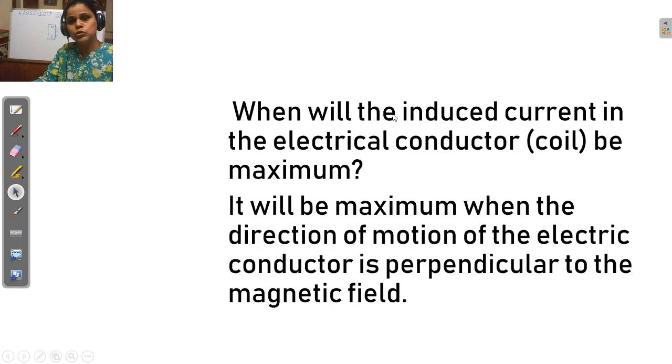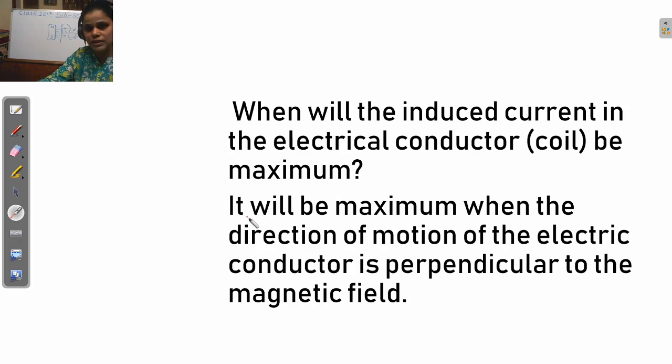When will the induced current in the electrical conductor or a coil be maximum? When this current is maximum. So in our previous lecture we studied that if the magnetic field lines are perpendicular to the coil, then at this time the current will be maximum. Current produced is maximum. Understand?